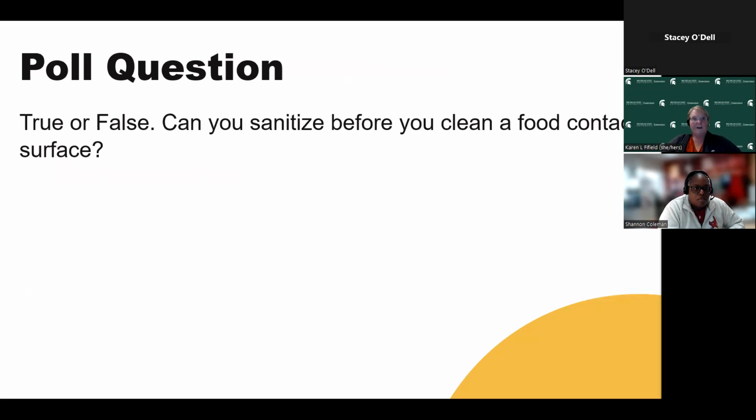And we have another poll question, and this is once again a true or false question. Can you sanitize before you clean a food contact surface?